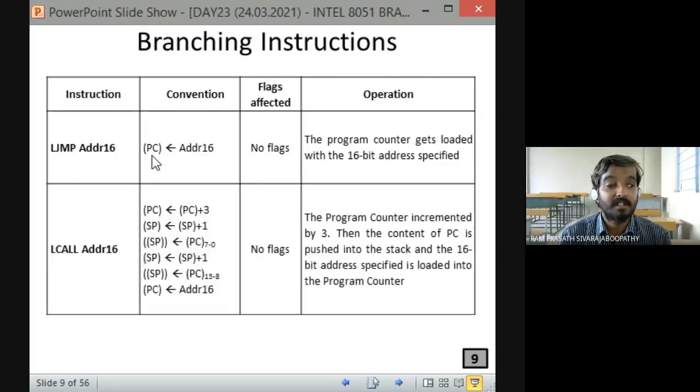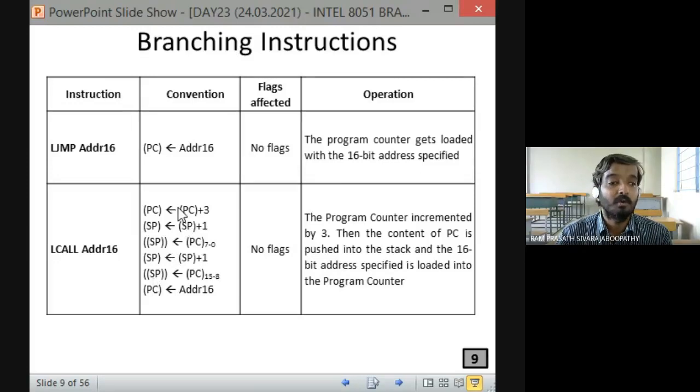That's all. Whereas in the case of LCALL, first what happens? The program counter has to point to the next instruction. As it is a 3-byte instruction, first the program counter gets incremented by 3, then the stack pointer gets incremented by 1 so that it points to an empty location. There the lower byte of the program counter, which is the next instruction address, that means the return address, gets stored into the memory pointed by the stack pointer. Again, to store the higher byte into the stack, the stack pointer gets incremented by 1. Now the higher byte will get stored into the memory pointed by the stack pointer.